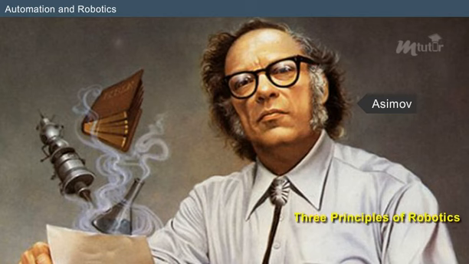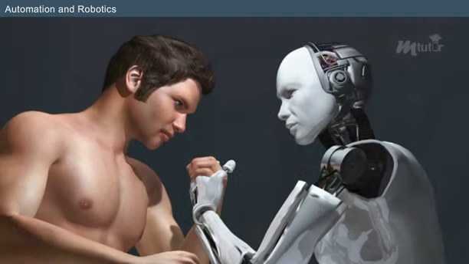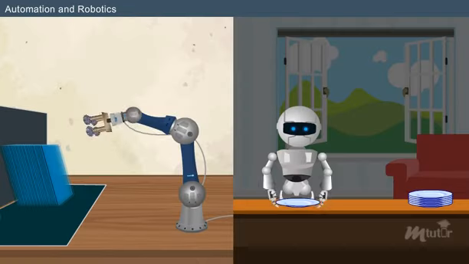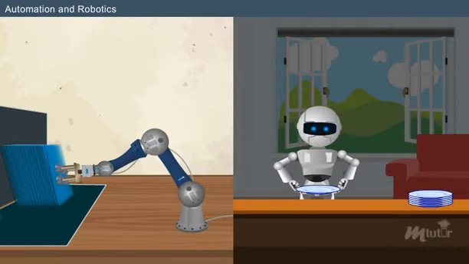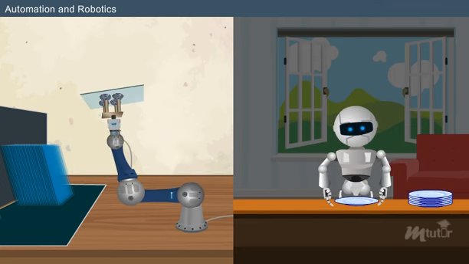He formulated 3 principles of robotics. The first principle states that a robot should not harm the human being. A robot may not injure a human being or, through inaction, allow a human being to come to harm. The second principle is a robot should obey human beings. A robot must obey orders given by humans except where such orders would conflict with the higher law.